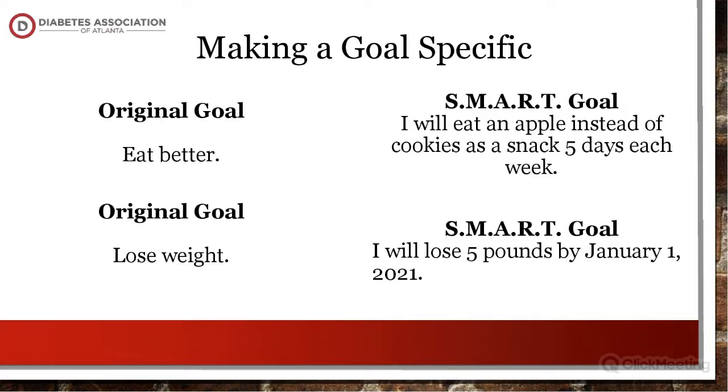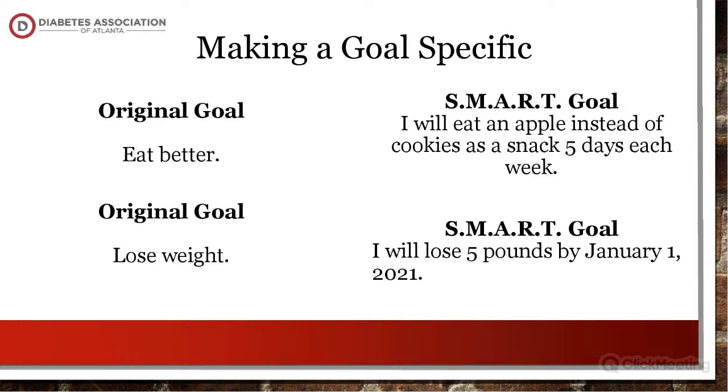So on the left-hand side, you can see that there are original goals of eating better and losing weight. And these are good first steps in creating a goal because they give us a certain direction, but they don't really tell us how we're going to achieve the goal. And eating better is, again, really generic, and there can be many ways to eat better for yourself, and there's many ways to lose weight.